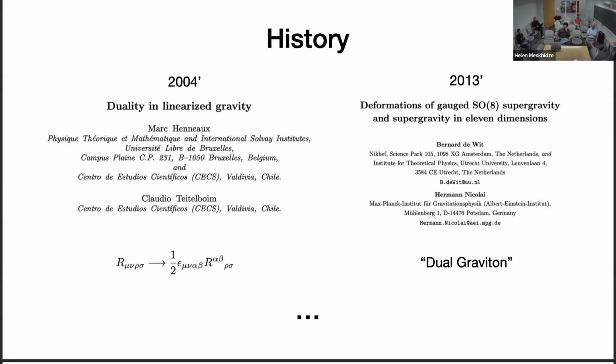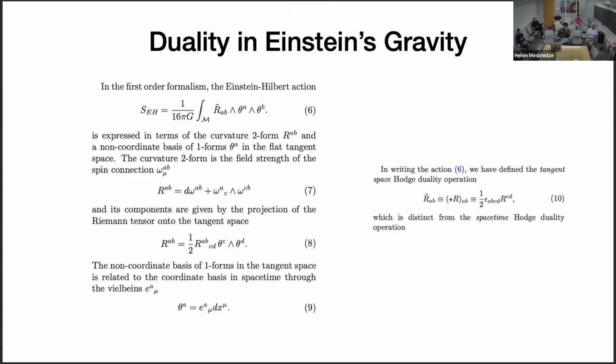There are other works that found some evidence for dual graviton in supergravity theory. More recently, we've found a way to generalize some of these results to the full Einstein theory. It turns out that in order to do that, we need to use the first order formulation of Einstein's theory.